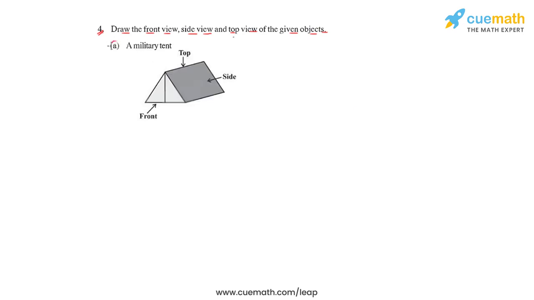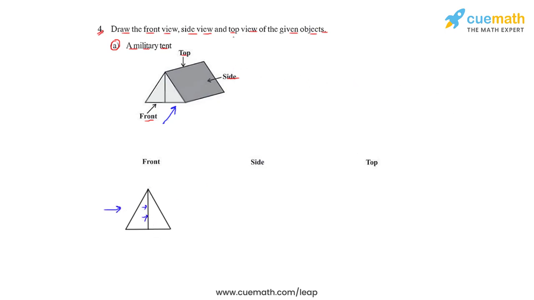Let us see the first object on the canvas. As we see, the object A is a military tent where already the three views, the top, the front and the side view, are marked. So we'll have to draw these respective views based on our observation. If we see the object from the front side, we see that the front view is nothing but a triangle, which is this figure, and there is a line which is drawn from one of its vertices.